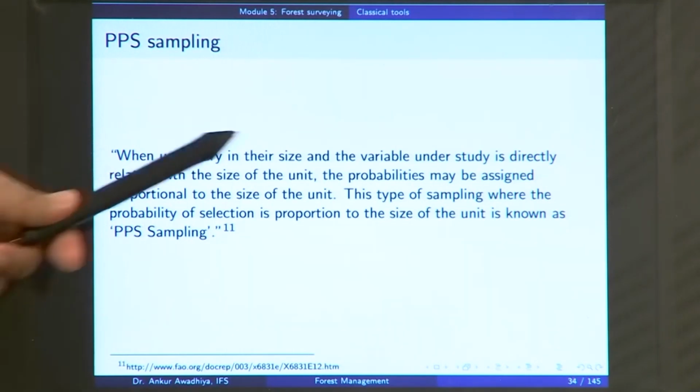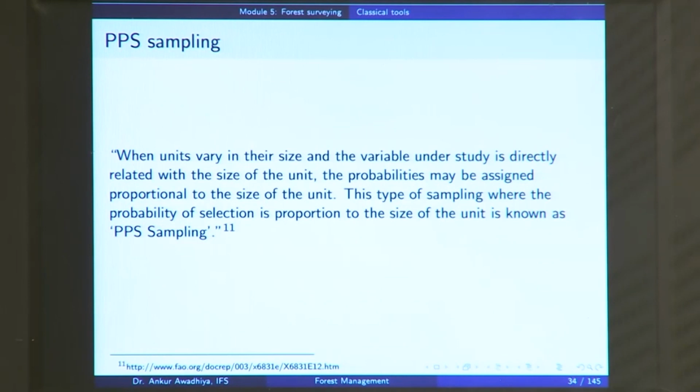When units vary in their size and the variable under study is directly related with the size of the unit, the probabilities may be assigned proportional to the size of the unit, and this type of sampling where the probability of selection is proportional to the size of the unit is known as PPS sampling.